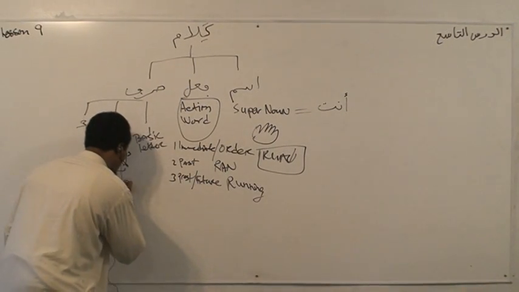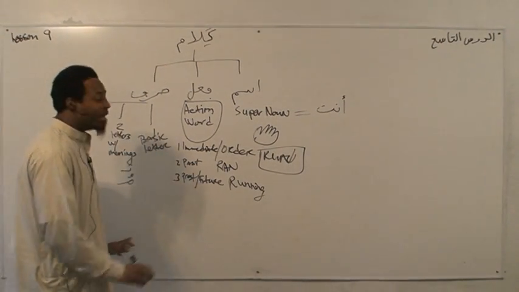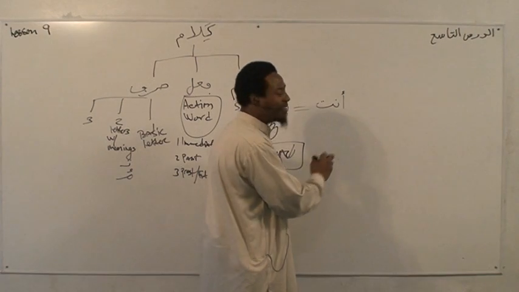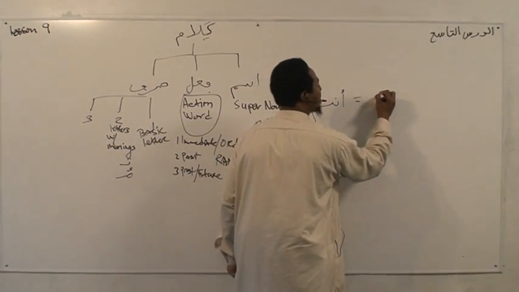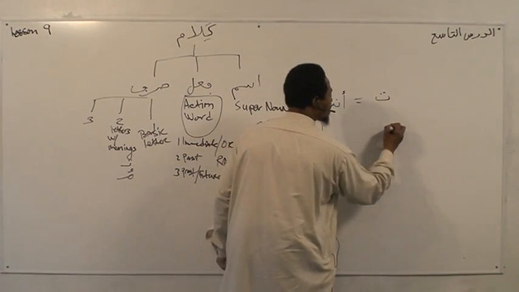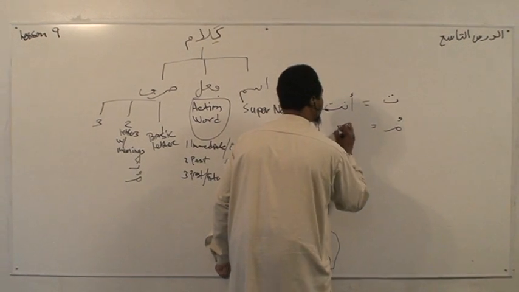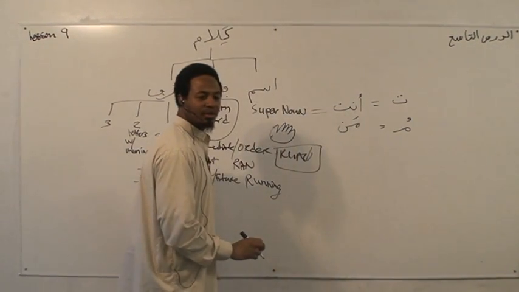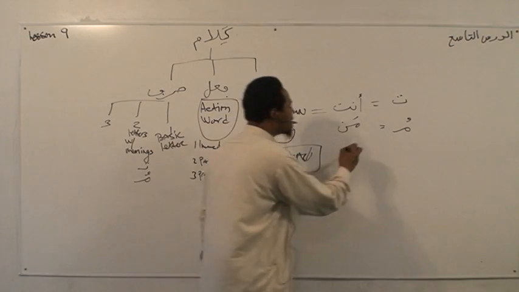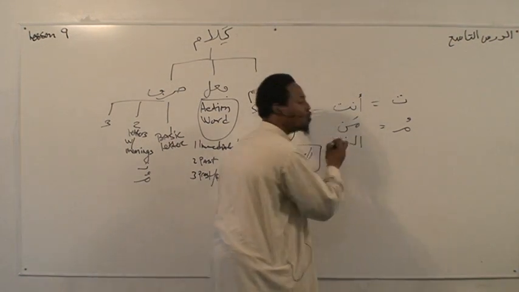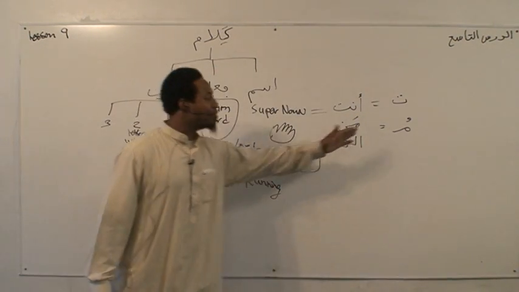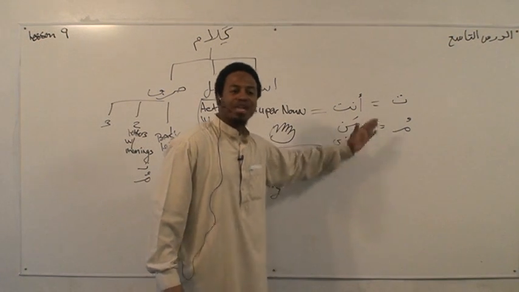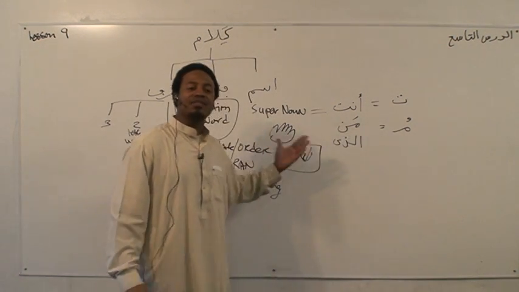Mu in front of the word is an ismun. That one letter is equal to ta, and the mu in front of the word is equal to man. Okay? Or alladhi, the one who, or who, that mu. The one who carries what? The qualities of the rest of the word.